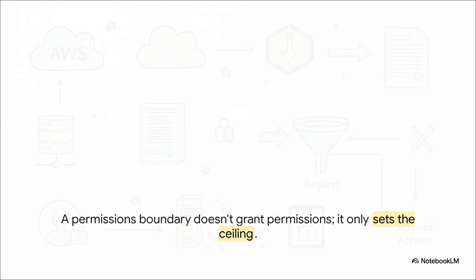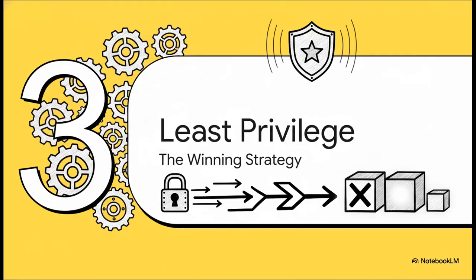For a user to actually be able to do something, the permission needs to be allowed in both their normal identity policy and in the permissions boundary. Again, think of it as an intersection. If it's not in the boundary, it's a no-go, no matter what their other policies might say. Okay, so now we know the rules of the evaluation game.